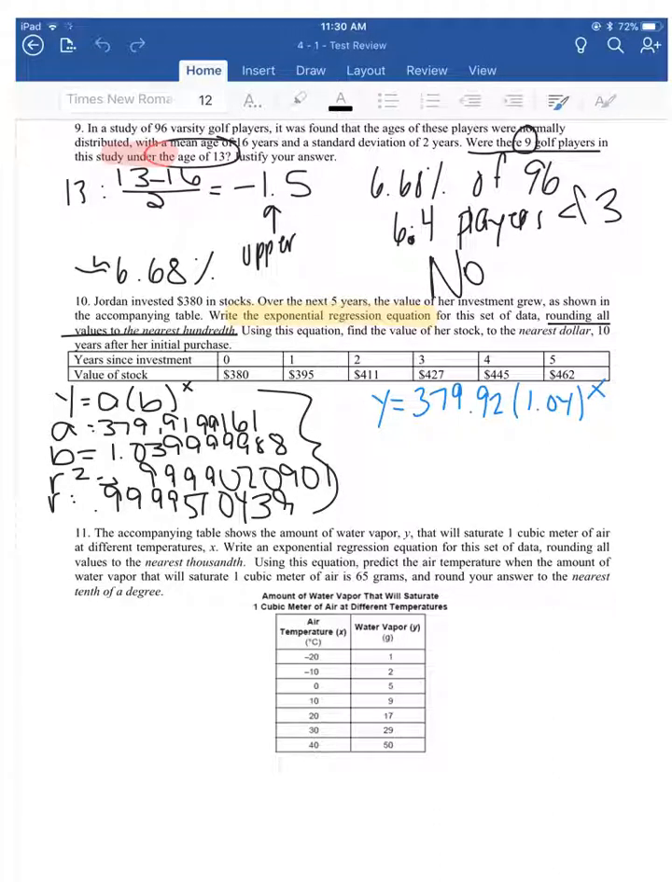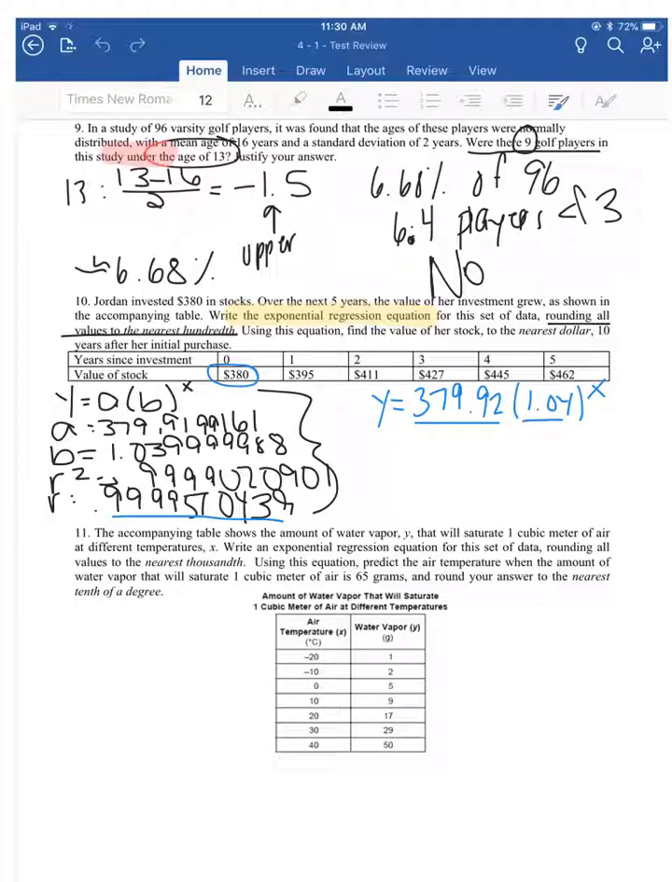So this means that this is how much you're starting with. So you're starting with 379.92, which is really close to this 380. Again, you're not going to get anything exact. It's going to be dependent upon how close your correlation coefficient is to 1. And then this piece of information here tells me that we are increasing by 4%.